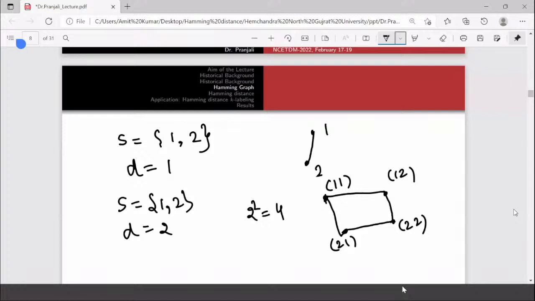This pair will not be adjacent since this is 2, this is 1. The first place is different as well as the second place is also different. So they differ at 2 coordinates. So they are not adjacent. So this is the Hamming graph H(2,2).